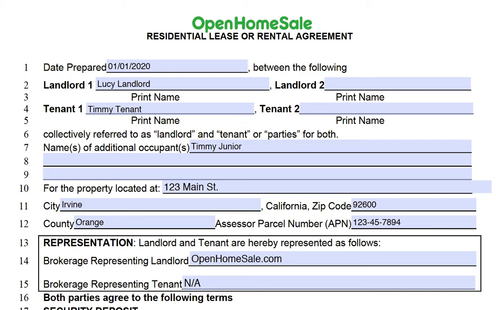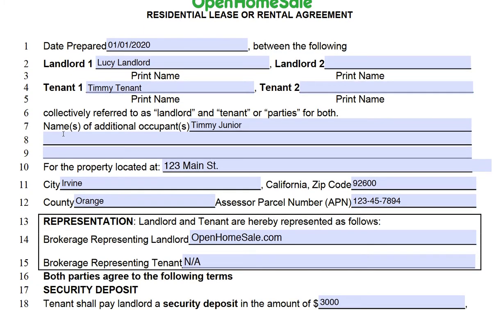This is a tutorial on the residential lease or rental agreement. We start here on line 1, the date that we're preparing this form. Then we have the landlord's name and the tenant's name. And you'll see that I put some sample information here. Then down here we have names of occupants.